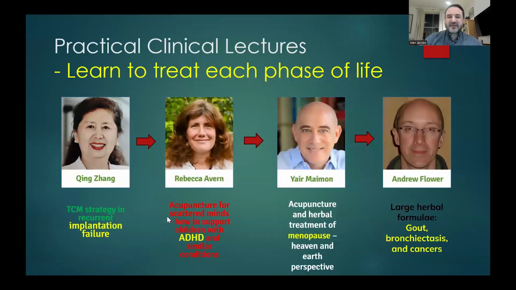On to the other speakers. We have a number of sessions where we're learning to treat at different phases of life. Right from the beginning, from TCM strategies to treat implantation failure, from Xinjiang, through to Rebecca Avern, addressing something that's really important for us: we all come across more and more ADHD today. Moving forward, you have Yaya Maimon, who's going to be talking about menopause, and Andrew Flower will be talking about large herbal formulae, particularly in relation to some knotty diseases like gout, bronchiectasis, and cancers, which often manifest in the elderly.